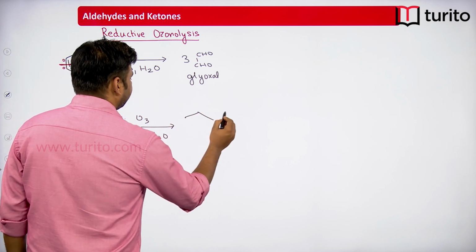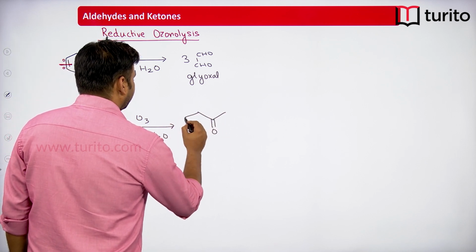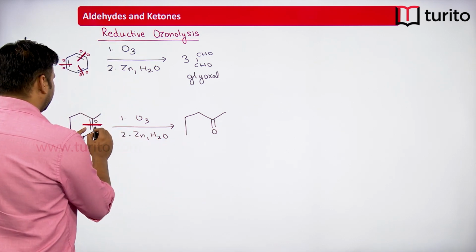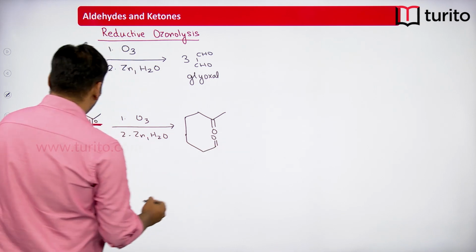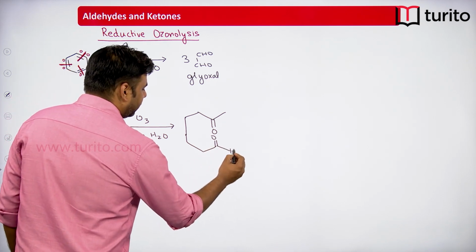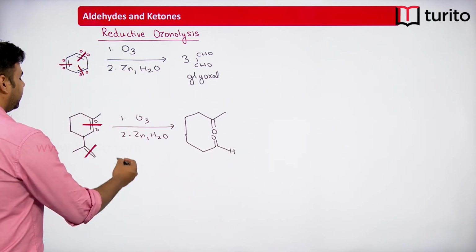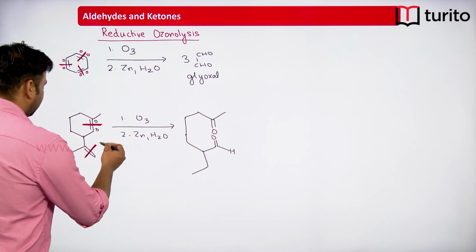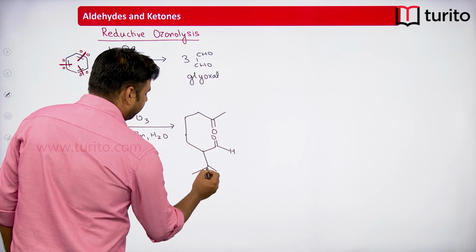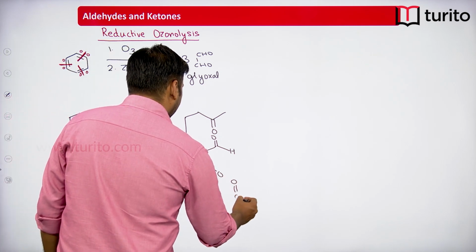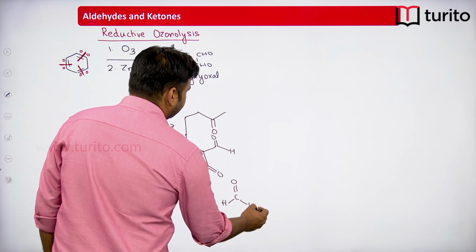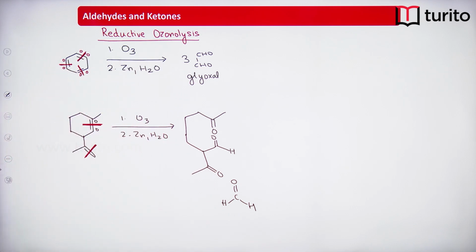So in this case, we'll form a ketone. Just put an oxygen over here, put an oxygen over here. So this will form a ketone. Oxygen will come over here against the double bond. Hydrogen is there, so it forms an aldehyde. Similarly, when you do the ozonolysis of this molecule, you will form a ketone over here and an aldehyde over here. Okay, so this is the product that we are going to form.